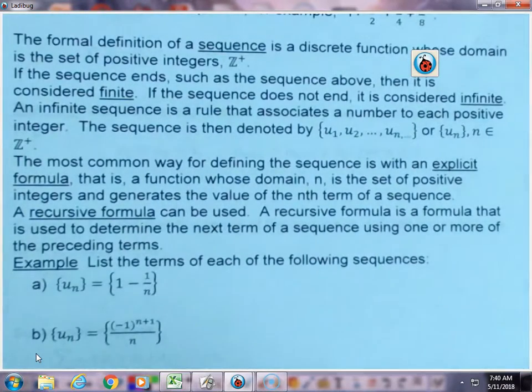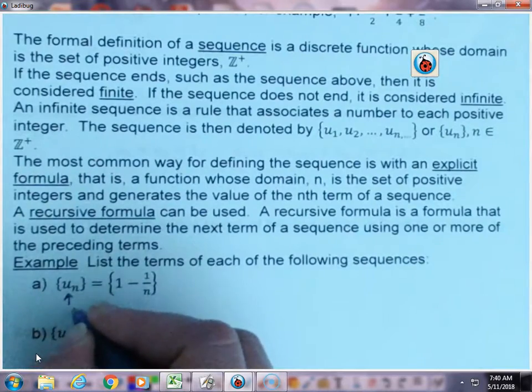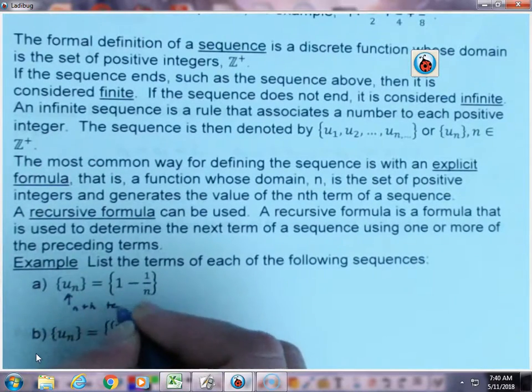Okay, and so the first kind that I have for this is going to be the explicit kind. Okay, and it's giving me a formula for u sub n, which is going to be the nth term of a sequence. Okay, so this refers to the nth term.